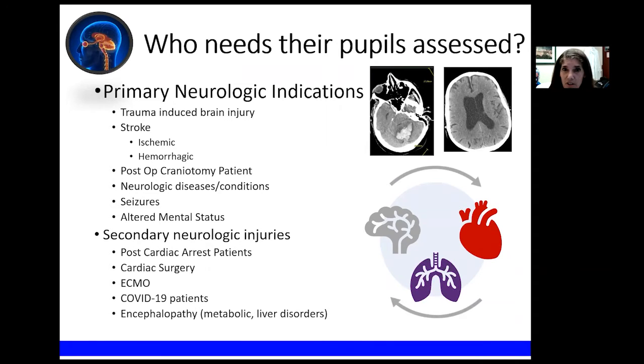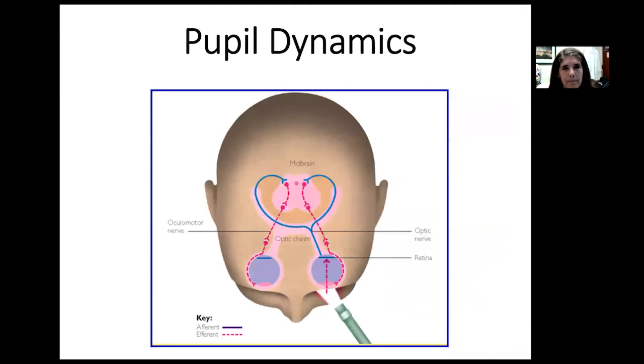There are other conditions, though, where pupil exam can be helpful. These are called secondary neurological injuries. For instance, cardiac arrest patients who've had a cessation of blood flow and then restoration of pulse. They need to have their pupils assessed. Cardiac surgery, ECMO, COVID-19 patients, and patients with encephalopathy.